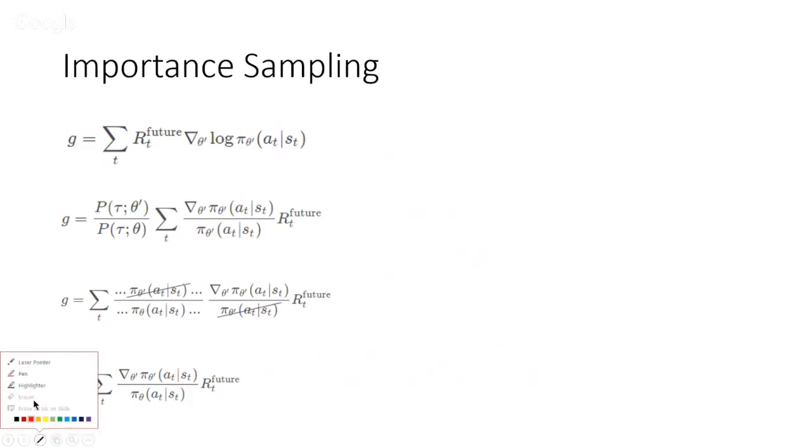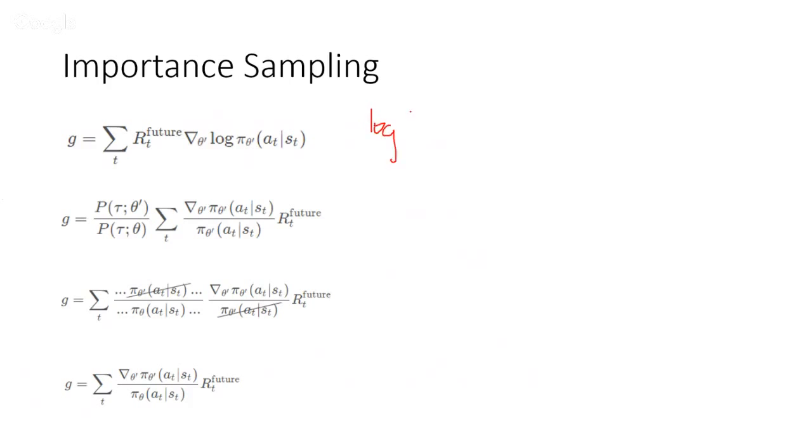So suppose this is log of y of theta. So log of a function that is a function of theta, right?